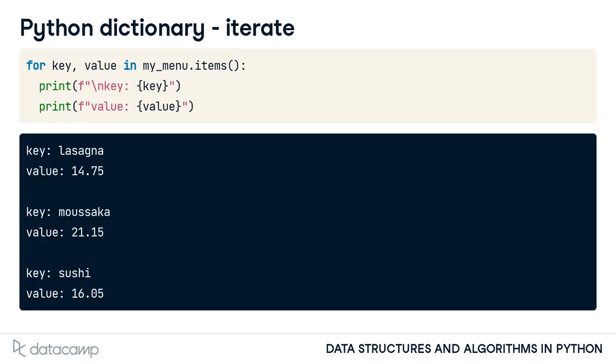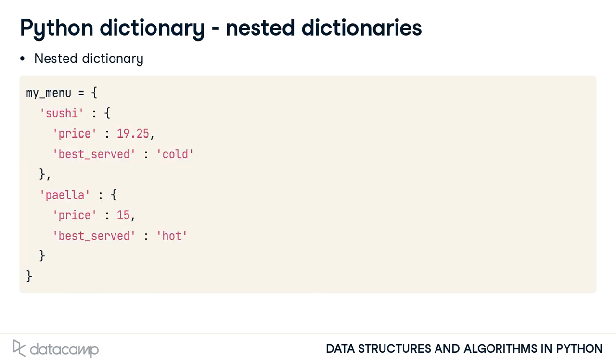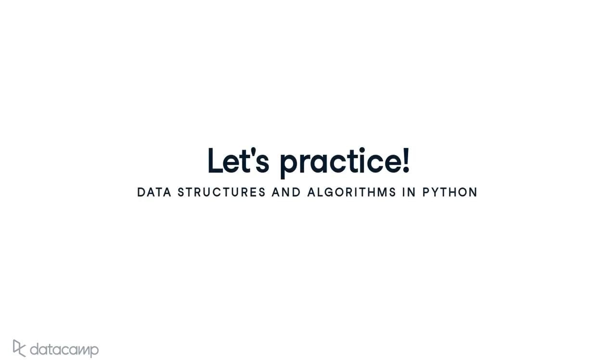We can iterate over a dictionary using a for loop over its items. We can access the key and the value of each element. We can also iterate over the keys or the values. A dictionary can be nested within another dictionary. In this example, every dish has a price and a best served preference. Let's practice these concepts with some exercises.